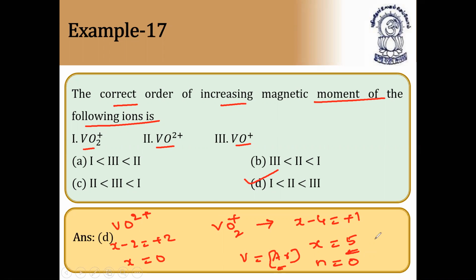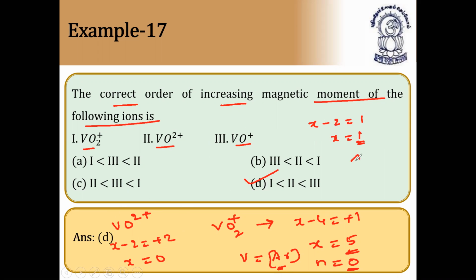So it should definitely be greater than that. So the answer is the third option. So which is having the highest value of n, that is having increasing magnetic moment. So first you find the oxidation state of vanadium. In the second case it is 0, and third case it should be VO plus, it is x minus 2 is equal to 1. So it implies x is equal to 1. So x is equal to 1 means only 1 electron is removed.